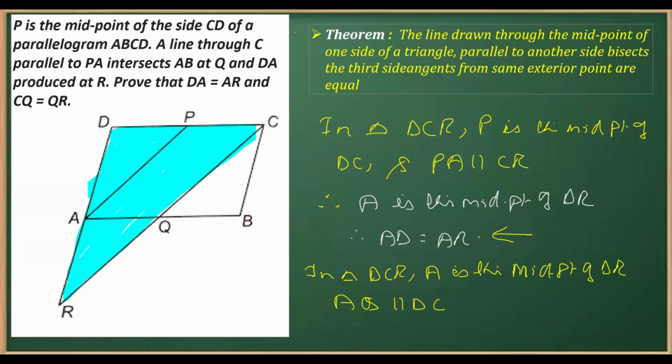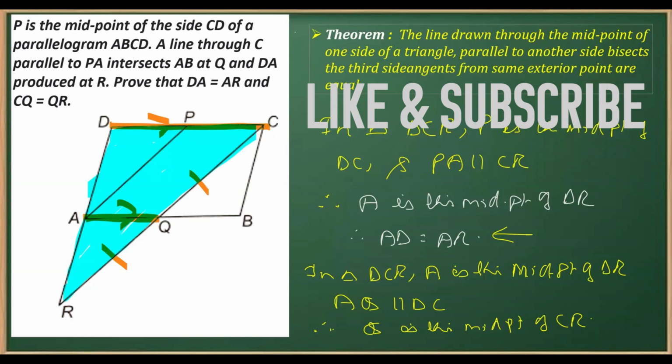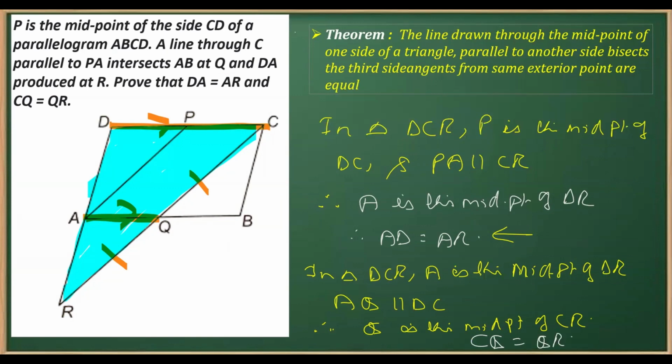Now, why is this parallel? Because it's given a parallelogram, and parts of parallel lines are parallel. So I can say this is parallel to this, right? These two can be said to be parallel. So we'll write the reason there. Therefore, we can say that Q is the midpoint of CR. So this means that if this is the midpoint, I can say these two are equal. That means we can say that CQ is equal to QR. That's what we needed to prove in this question.